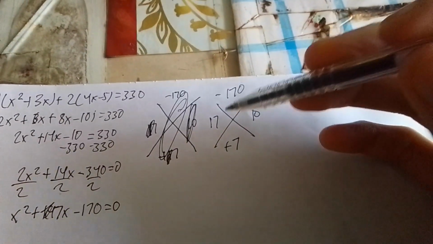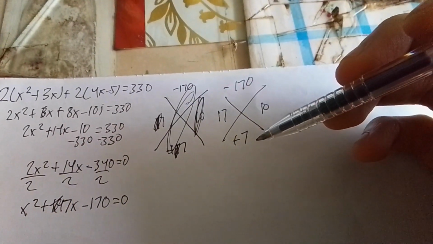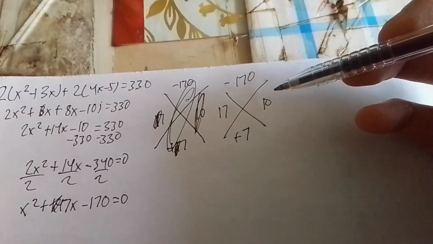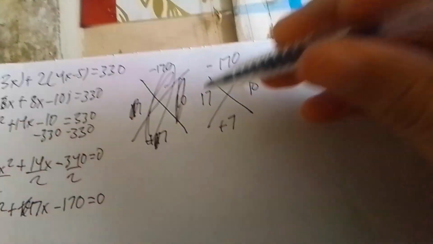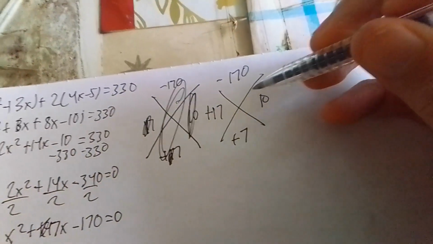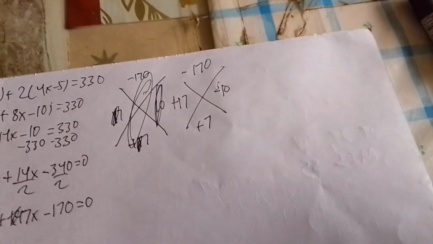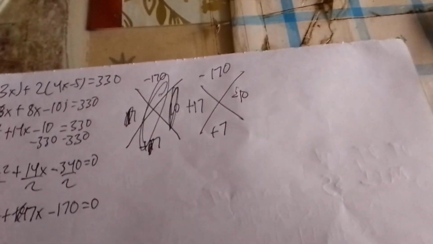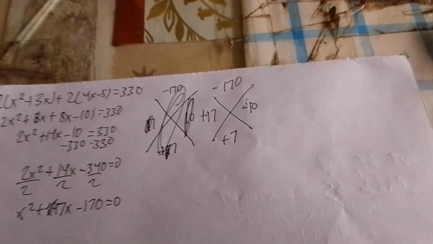Sorry guys if I delayed your time for a while. So this is the correct answer. 17 times 10 to give you 170, and 17 minus 10 to give you 7. But which should be the negative? We know that it's positive 7, so the big number must be positive and the small number must be negative. Positive 17 times negative 10 yields negative 170. Positive 17 plus negative 10 is positive 7.